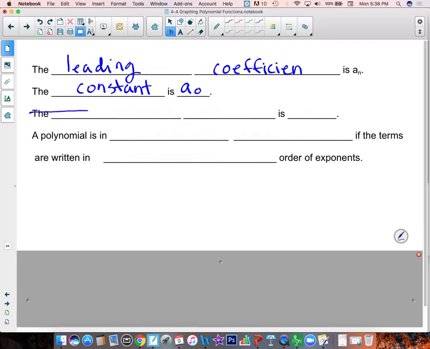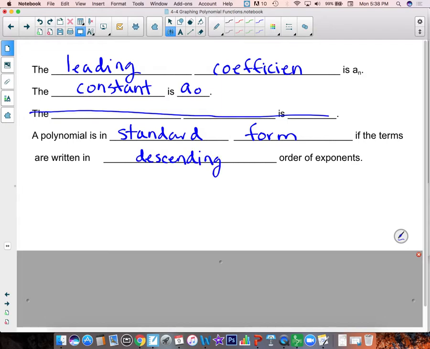I don't remember what I have for this one, so we'll skip it for now. The fourth one: a polynomial is in standard form if the terms are written in descending order of exponents. So those are a few other things that are key for polynomials. Make sure you fill in the blanks there.